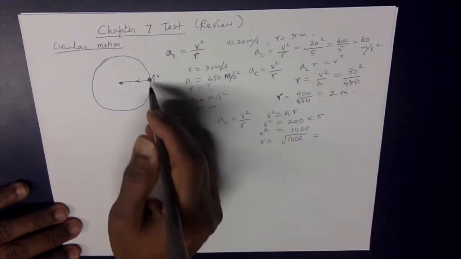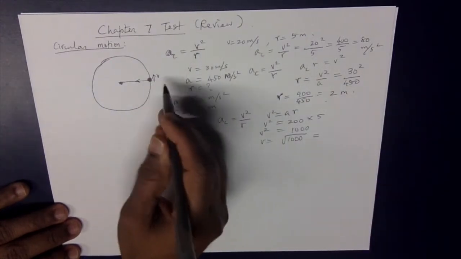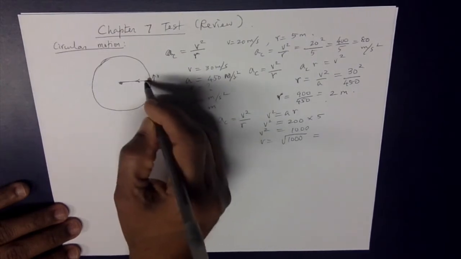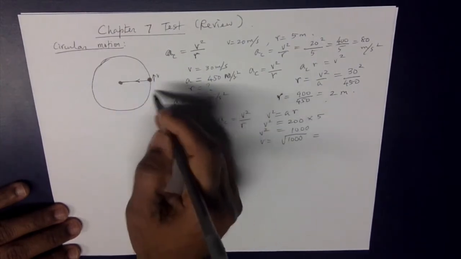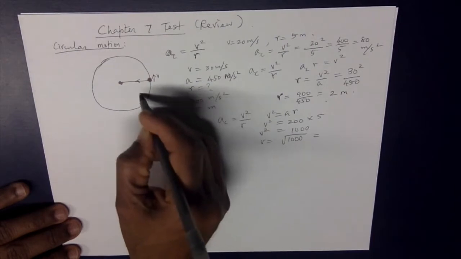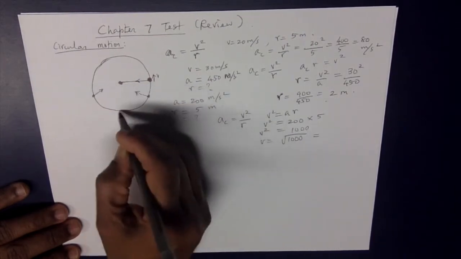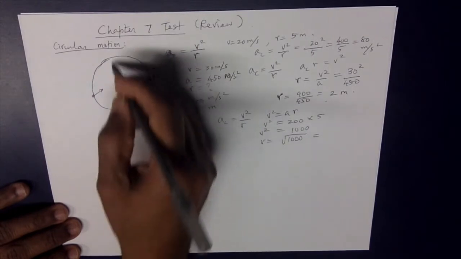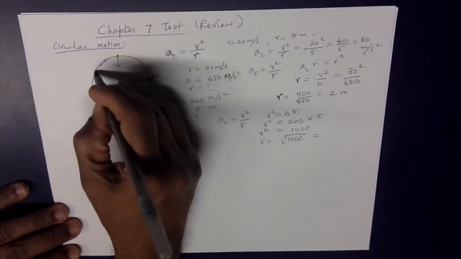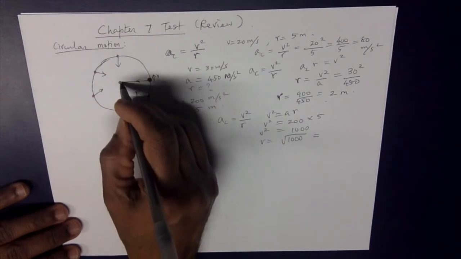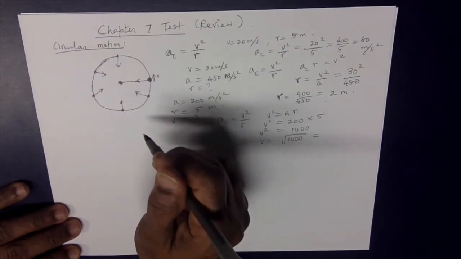And the other thing is, which way is the acceleration directed? It is always directed towards the center. So wherever the object is, suppose the object is here, then it is directed that way. Suppose it is here, then it is directed that way. If it is here, then it is directed that way. So direction is always towards the center. So keep that in mind.